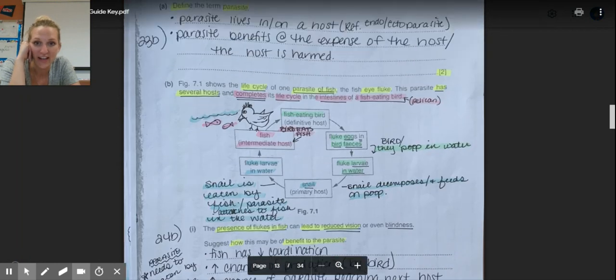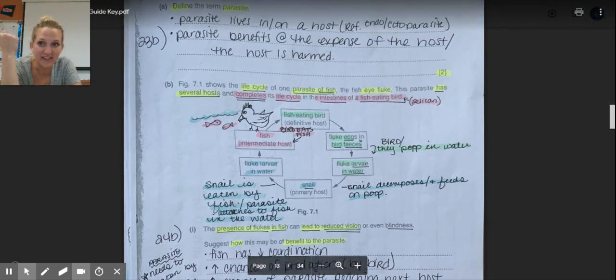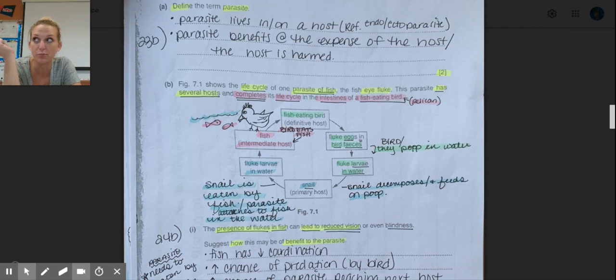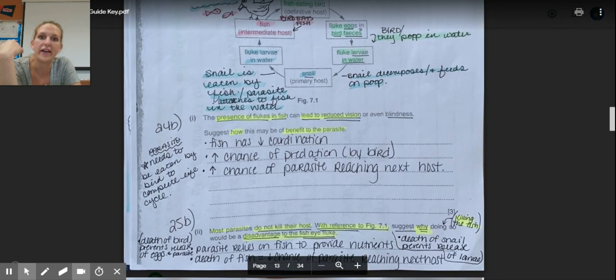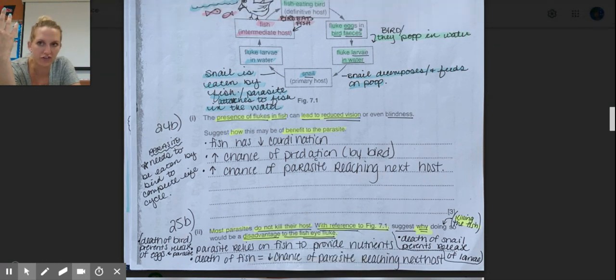So I said again, the parasite needs to find itself in the intestines of a fish-eating bird if it wants to continue its life cycle. So if a fish is pretty blind, how could that benefit the parasite? The parasite needs to be eaten by a bird to complete its life cycle. And it's not just eating the parasite, it's eating the organism that is housing the parasite, which is the fish. So how will that help?